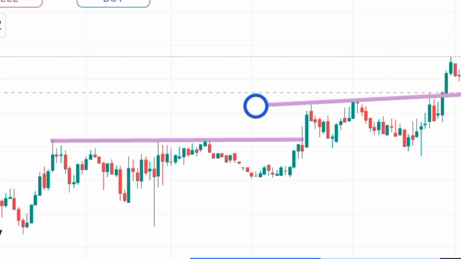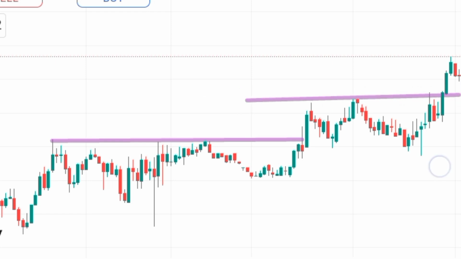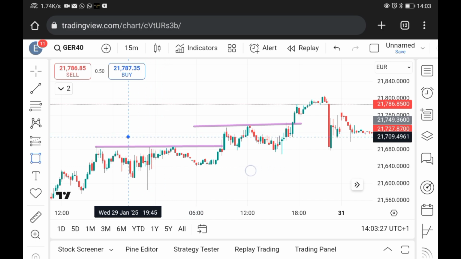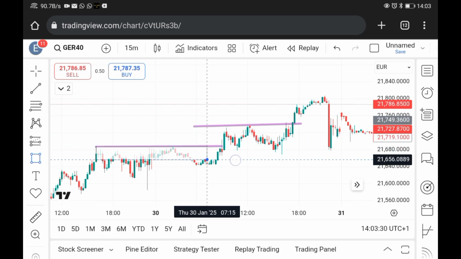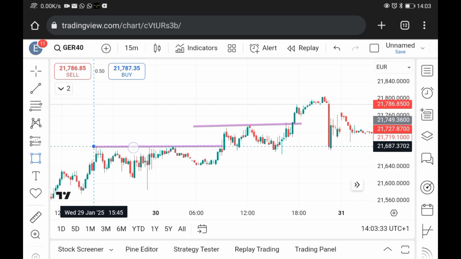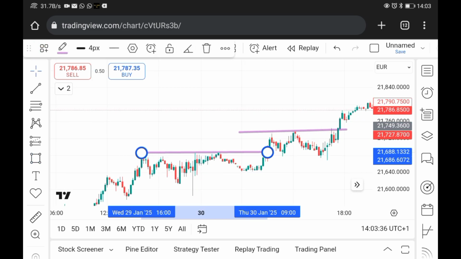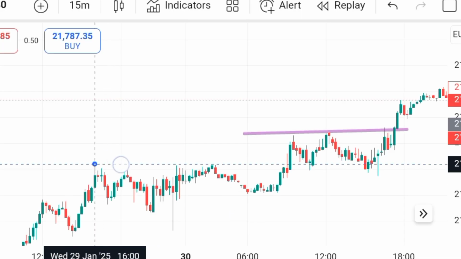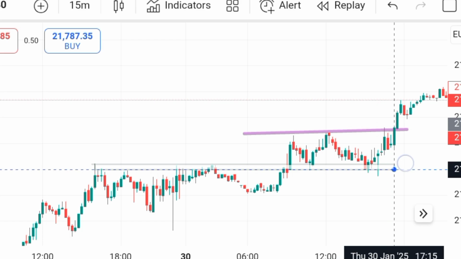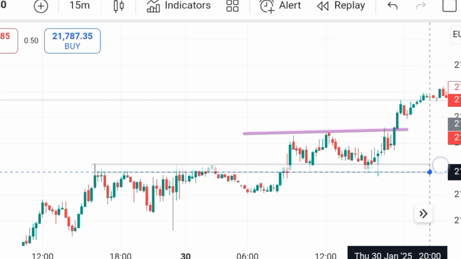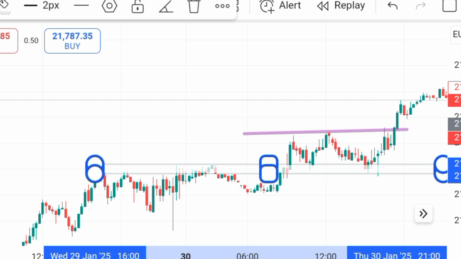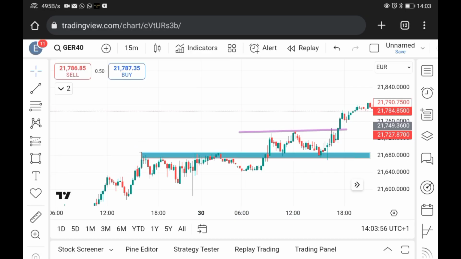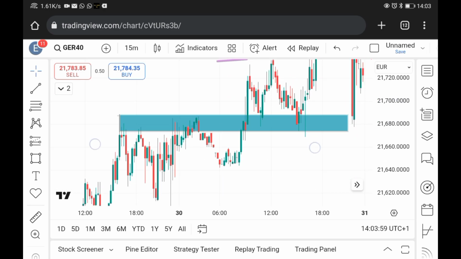Once it got broken by that high, what we should do now is make sure we mark our zones like this. Once the high got broken, you have to start from the wicks. Start from the wicks right here to mark your zones. You mark your zones like this.